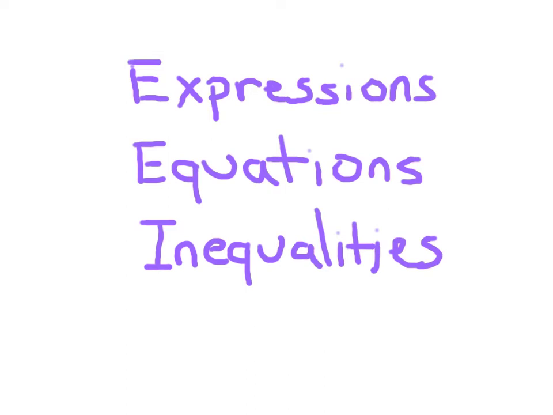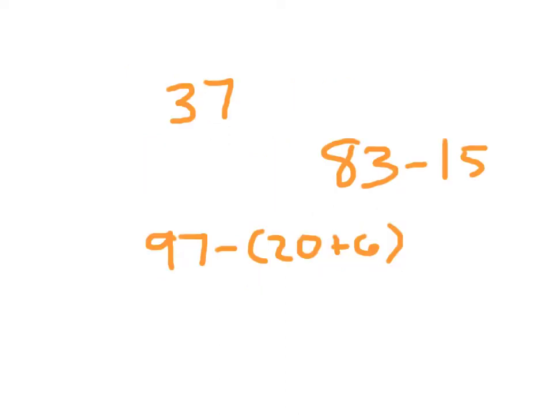Let's learn about expressions, equations, and inequalities, and we'll be working with addition and subtraction problems still. We had learned about these different expressions like 37, just a single number, or an expression that involves a subtraction sign, 83 minus 15, or an expression can even include a set of parentheses. We had also talked about evaluating these expressions, where we would find the single value that those expressions were equal to. 83 minus 15 evaluates down to that single number of 68.